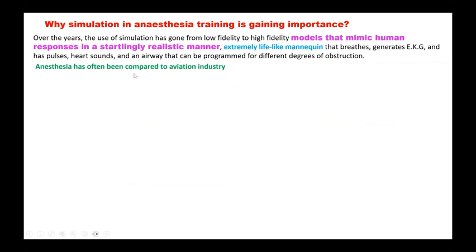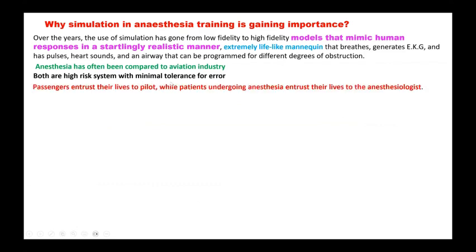So anesthesia has often been compared to the aviation industry. Both are high risk with a minimal tolerance for error, and passengers entrust their lives to the pilot, while patients undergoing anesthesia entrust their lives to the anesthesiologist. So we must do our best for the patient, and a small error in our conduct can cause morbidity and mortality to the patient. And that is the reason why we have to give them a good training before you venture to practice your anesthesia on the live patient.